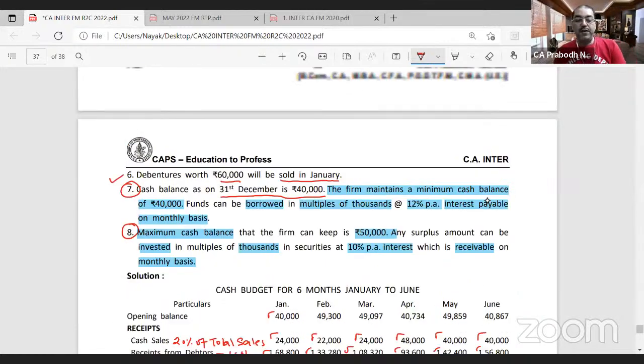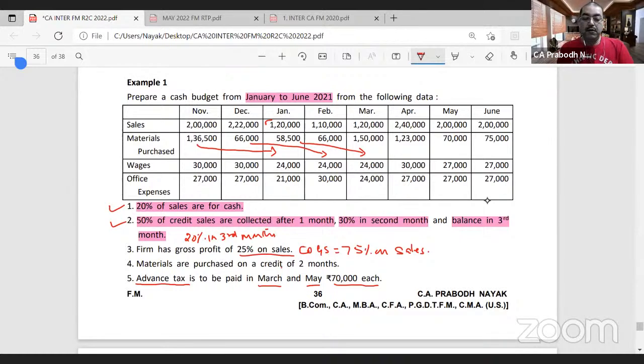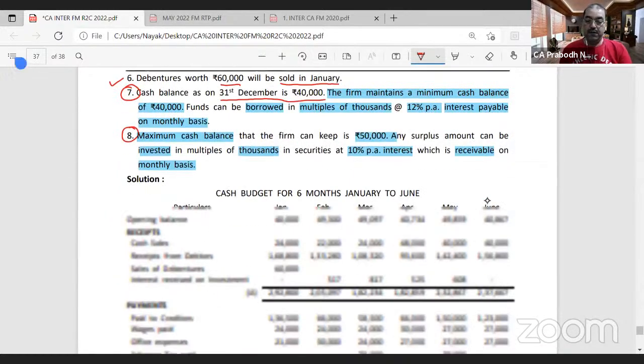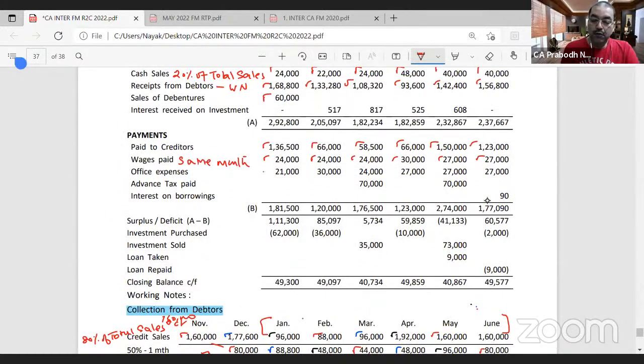Office expenses, have they mentioned anything? Nothing is mentioned. So office expenses also I will show in the same month: 21, 30, 24, 27, 26, 27.